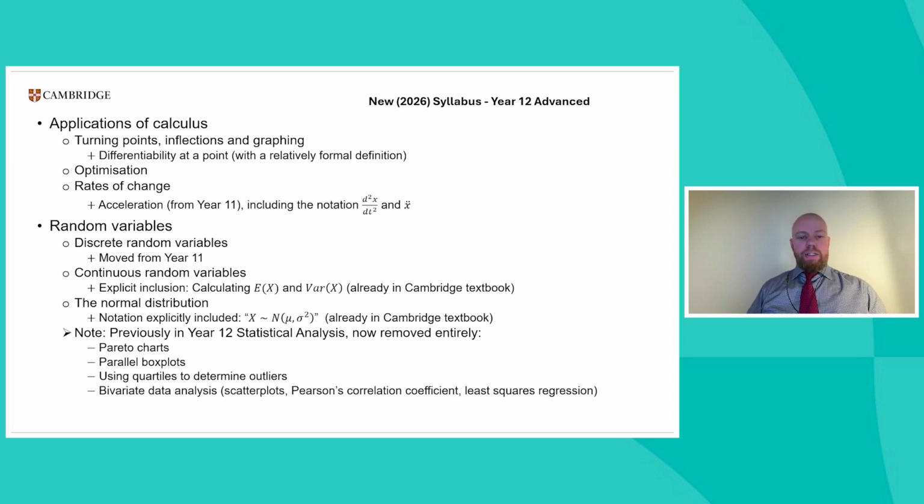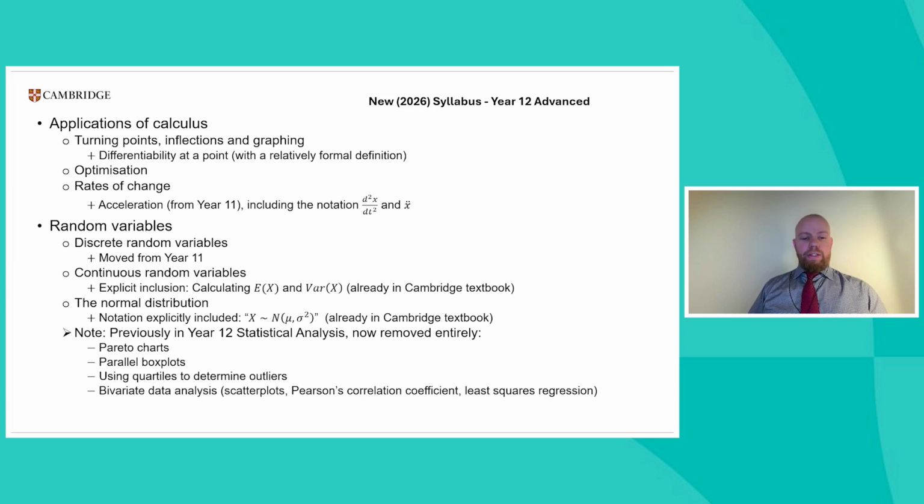Under rates of change, acceleration, and specifically the notation d squared x dt squared and x double dot, is now in Year 12 Advanced. And that notation, by the way, x double dot and even x dot, was actually only in Extension 1 and 2 before, but it's now explicitly in Advanced as well. Under random variables, the discrete random variables topic has been moved to Year 12. And that now means we do all the stats, distributions, discrete and continuous, in the same year, which seems quite sensible.